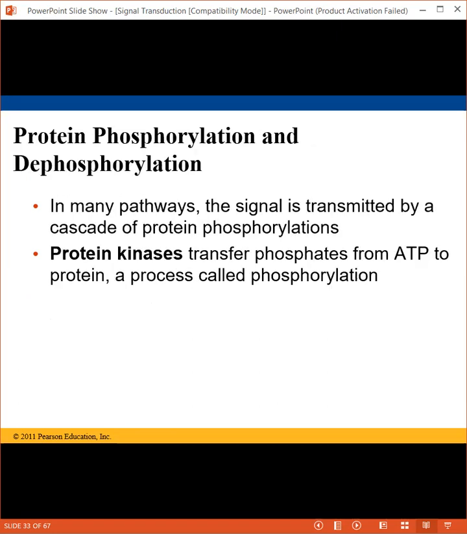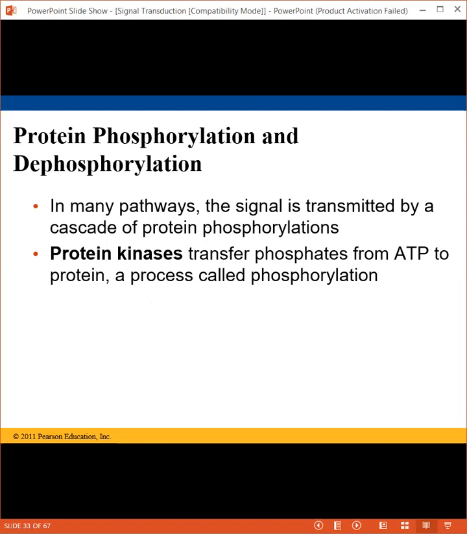So many proteins are involved in this process. Two of these are most important, that are responsible for phosphorylation and dephosphorylation. In many signaling pathways, the signal is transmitted by a cascade of protein phosphorylations. So what do we mean by protein phosphorylation? It is the addition of a phosphate group to a protein.